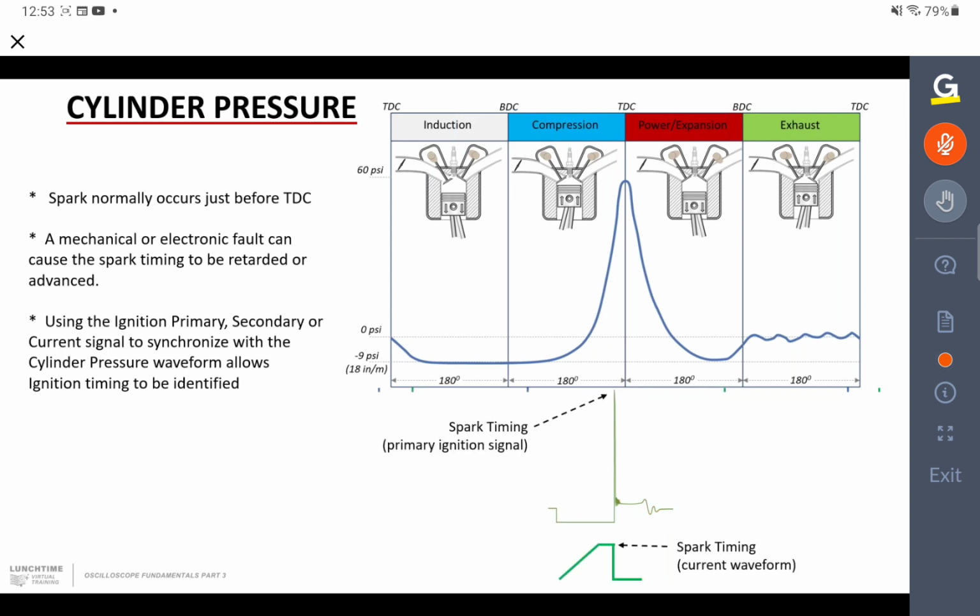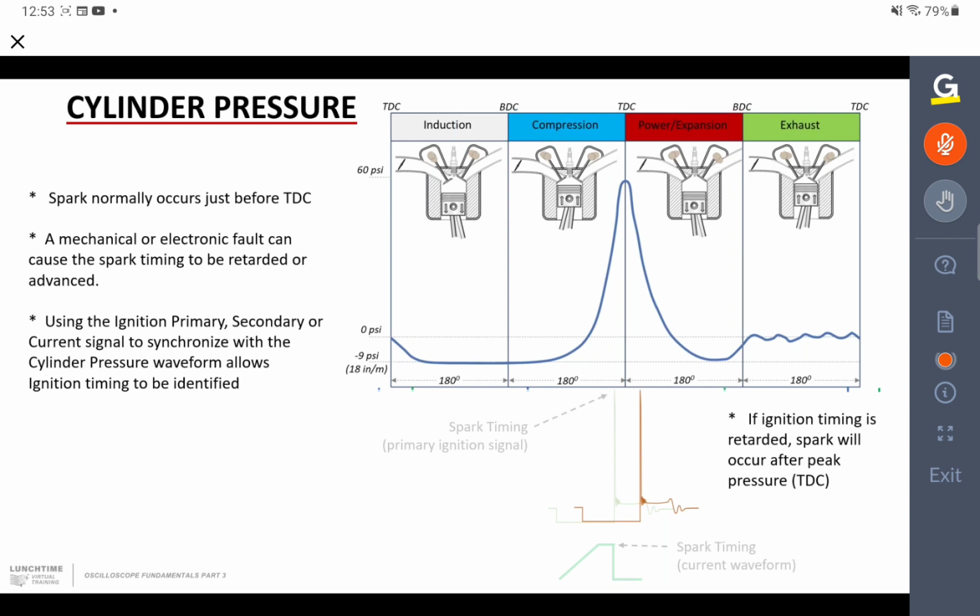Now, if I just go back again, we know that the spark should occur just before top dead center. But if the pulley is incorrectly positioned and the timing reference is incorrectly positioned, then there's a good chance you're going to get the spark occurring after top dead center. So what you can see here is that we're synchronized to the spark plug, could be number 1 or whatever, and we see that the spark is occurring after the peak pressure rise, and the peak pressure rise occurs at top dead center. So we've now got delayed timing.